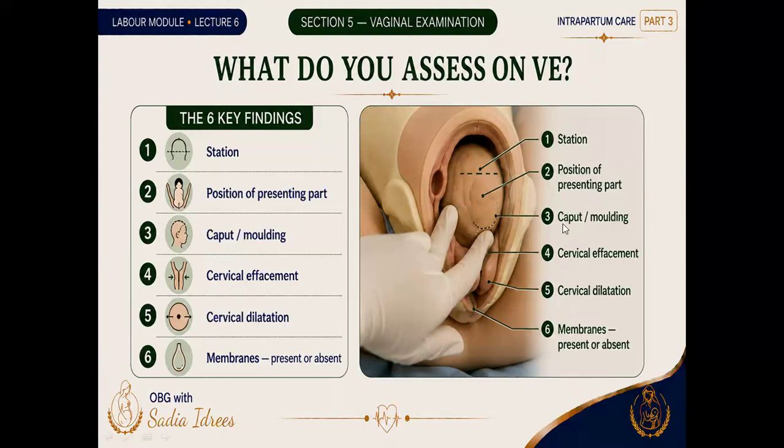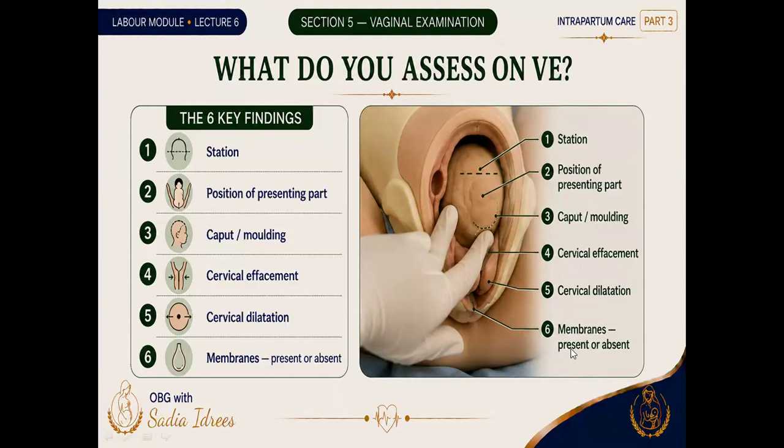Third, assess for caput and molding. These become particularly important when labor is not progressing as expected, because increasing caput or significant molding may suggest difficulty with descent. Fourth, assess the cervical effacement: how much the cervix has shortened and thinned. Fifth, assess the cervical dilatation. And finally, assess the membranes. Are they intact or ruptured? If the membranes have ruptured, also think about the characteristics of the liquor. Is it clear, meconium stained, blood stained, or offensive?